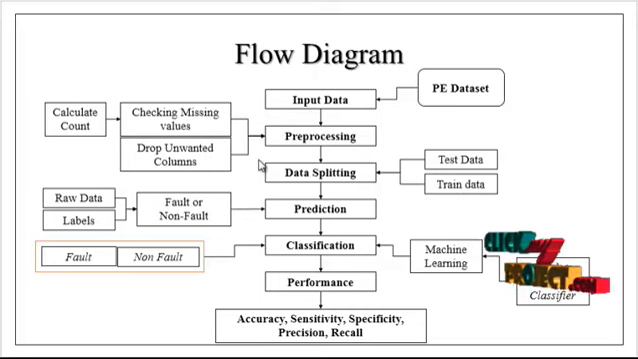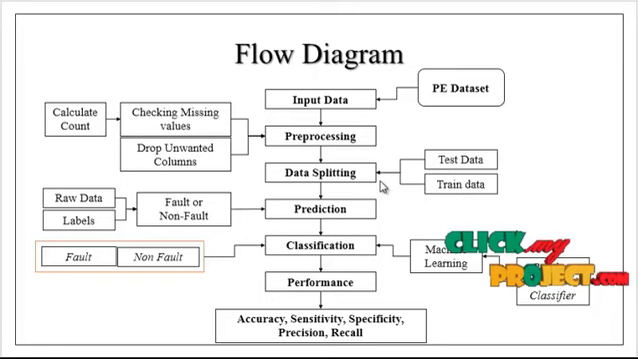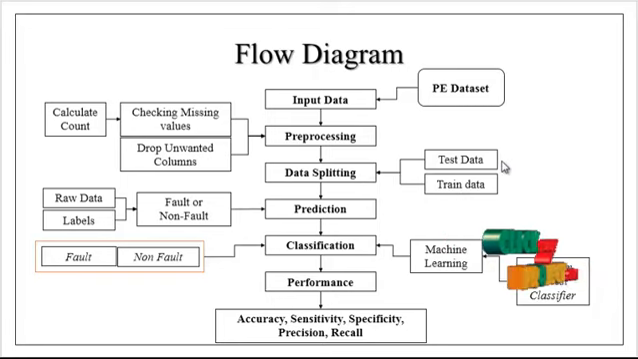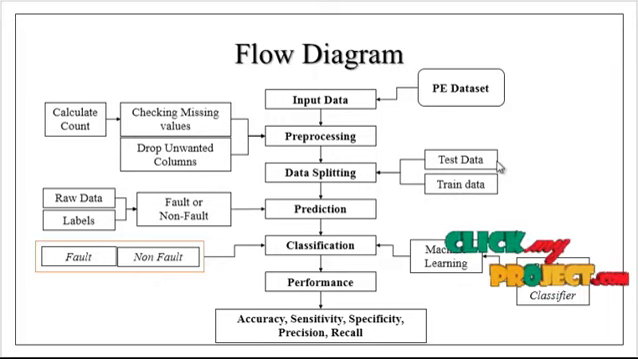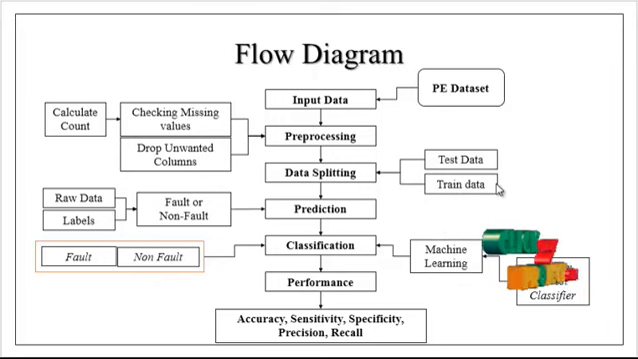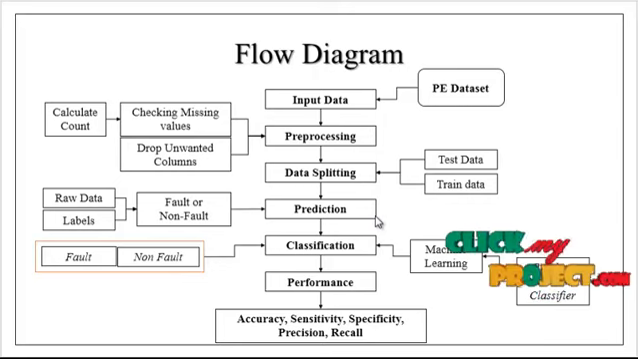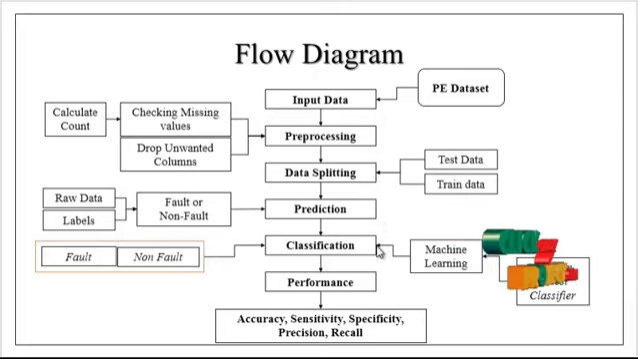After doing the pre-processing, we move to the data splitting method. In this data splitting method, two kinds of data are generated: one is the test data and the other one is the train data. The test data has 30% of the data, and the train data has 70% of the data. After splitting the data into test and train format, we move to the prediction stage. In this prediction stage, we have incorporated two steps: one is the prediction and then the classification.